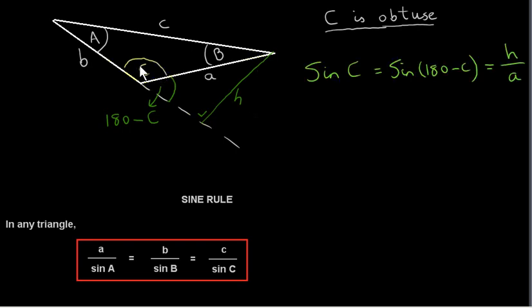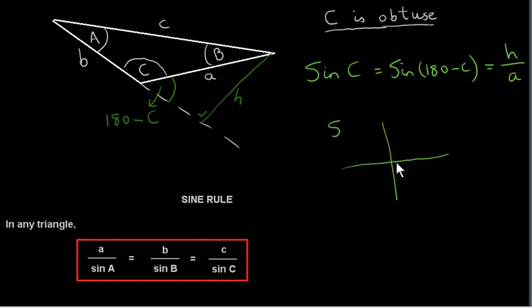Now let's look at the sine of angle C. Well, we know that for an obtuse angle, its sine is the same as the sine of the corresponding acute angle. So these two angles sum to 180 degrees. So the sine of C equals the sine of 180 minus C. You can go back to your unit circle to see that. We know that in this quadrant here, only the sine is positive.